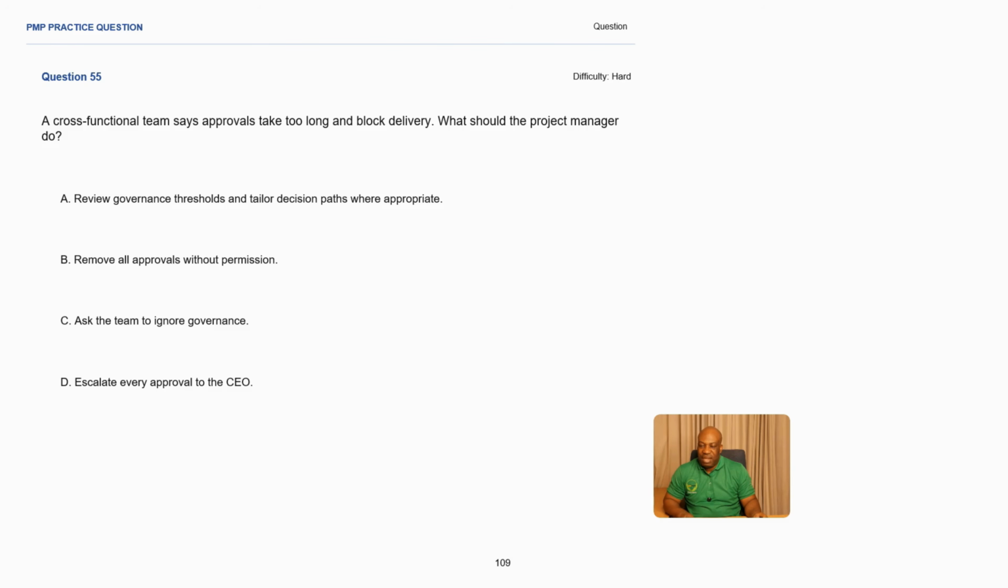Practice question number 55. A cross-functional team says approvals take too long and block delivery. What should the project manager do? Okay, so our problem statement is we have a cross-functional team which is complaining that the approvals are taking long and they are also blocking delivery. Okay, we classified this as a difficult question. So let's go through the answers. A, review governance thresholds and tailor decision paths where appropriate. Okay, makes sense. I like the word review because you're getting more information.